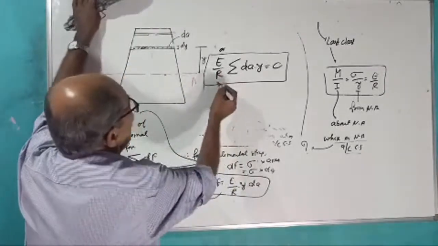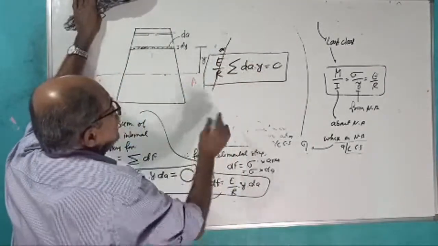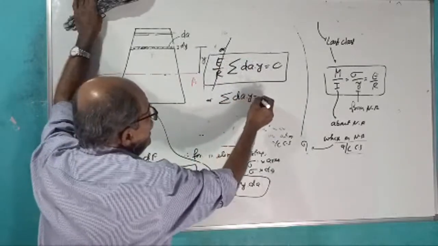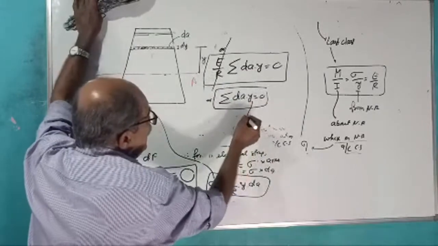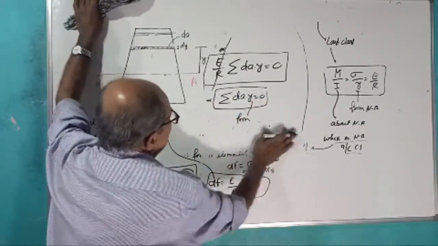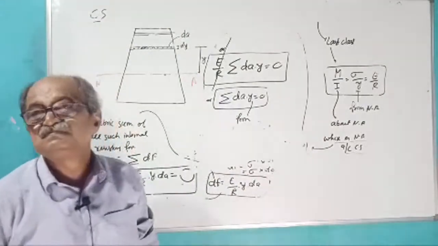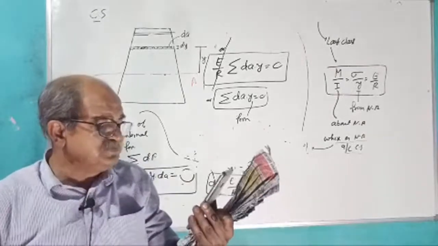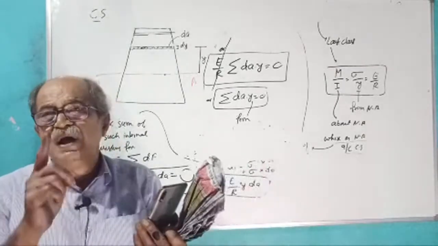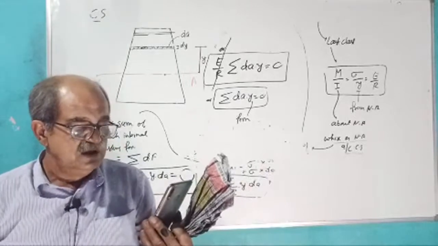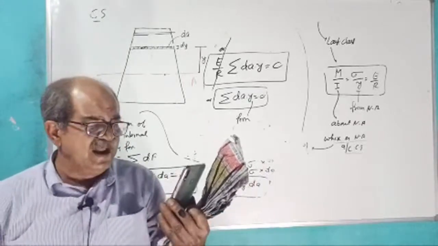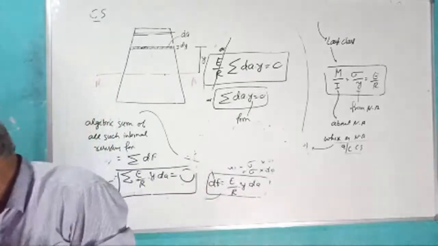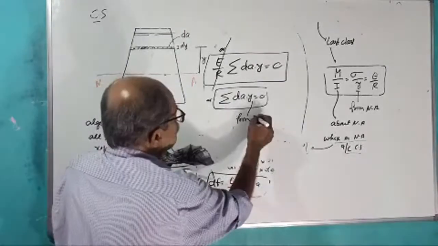See, E by R dA. Now, I can cut E by R constant, or you can tell sigma dA into Y equal to 0. Remember, Y is from where? Tell me fast. Y is from where? Very important. Y is from where? Y is from where? From neutral axis. From neutral axis.